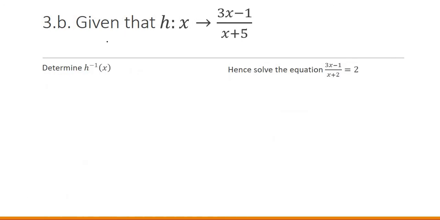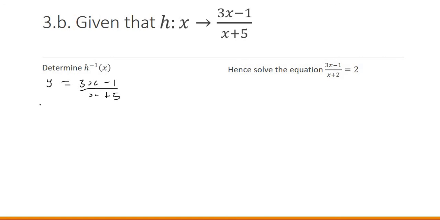Now, still part B of number 3, we are now asked to determine h inverse of x. Now, we know we must write the function in terms of y. So we're going to have y is equal to 3x minus 1 all over x plus 5.